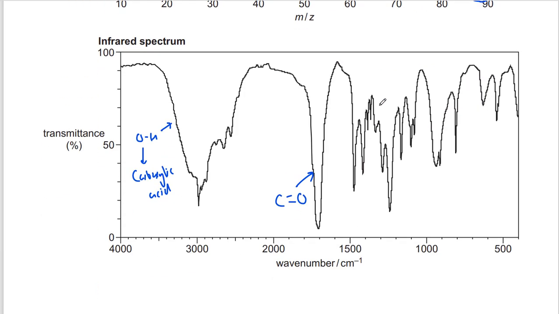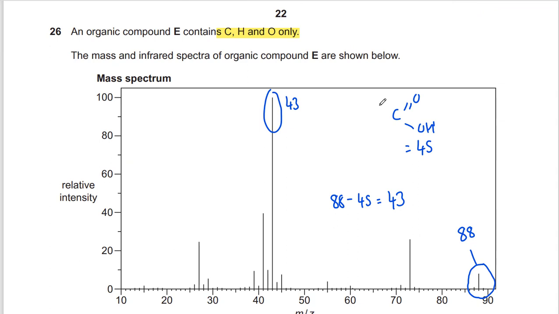Based on what we've seen in the mass spec and the IR, there are no other functional groups that are obvious to spot. So for now, let's just assume that this is it. We only have a carboxylic acid, and the remainder of the compound is just carbon and hydrogen. If that is the case, can we think of a carbon-hydrogen chain that will get us to 43? Now, you can just keep adding it on.